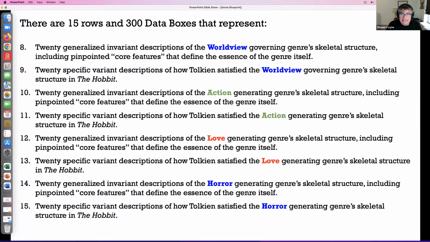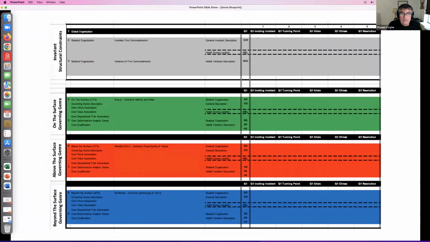And they're all very consistent, right? So we're going to be breaking down the genres using the same concepts. All right, so I'm going to move now into the rows. All right, so here's the top of the spreadsheet.